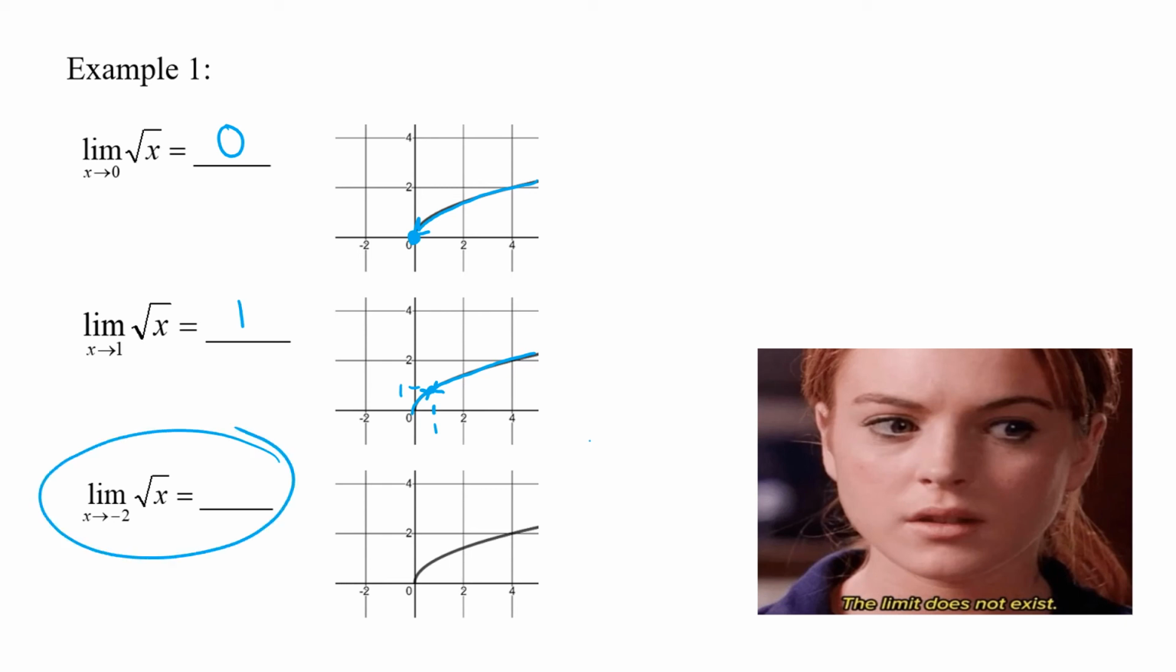Now let's take a look at the limit as x approaches negative 2 of the square root of x. Well, as x approaches negative 2, we're no longer within the domain of our function. And this is one of the first examples of where a limit does not exist. When a limit does not exist, we like to abbreviate that to DNE. So the limit as x approaches negative 2 of the square root of x does not exist.